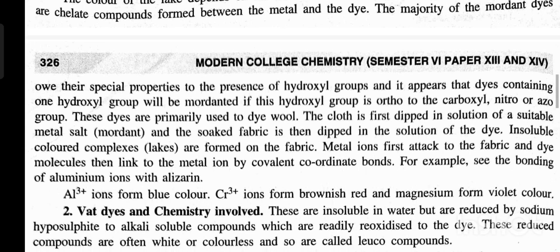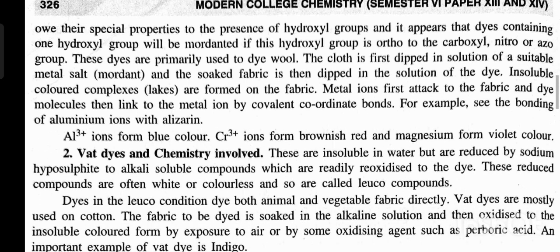These dyes are primarily used to dye wool. The cloth is first dipped in a solution of a suitable metal salt and the soaked fiber is then dipped in a solution of dye. Insoluble color complexes are formed on the fiber. The metal ion first attaches to the fiber and dye molecules then link to the metal ion by coordinate covalent bonds. For example, the metallic ions with alizarin: Al3+ ion forms blue color, Cr3+ ion forms brownish red and magnesium forms violet color.